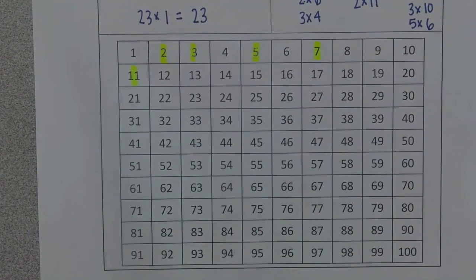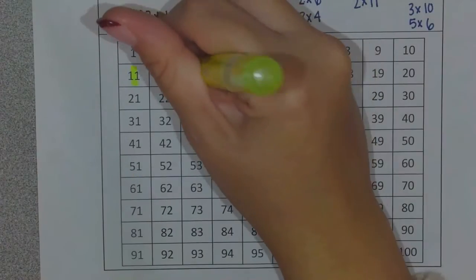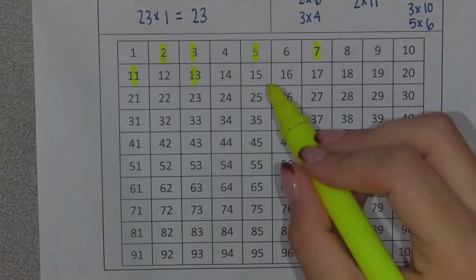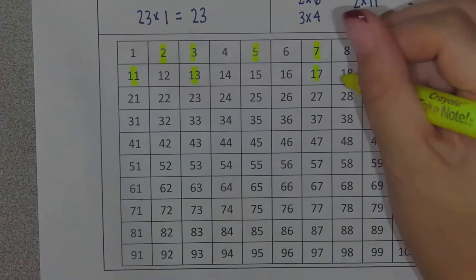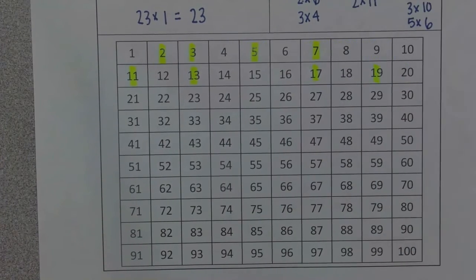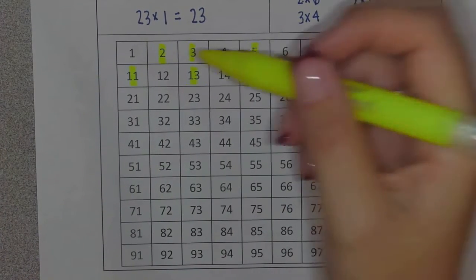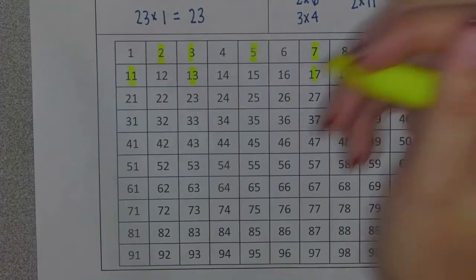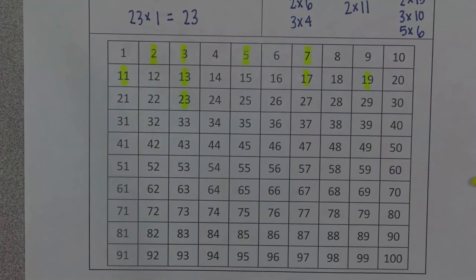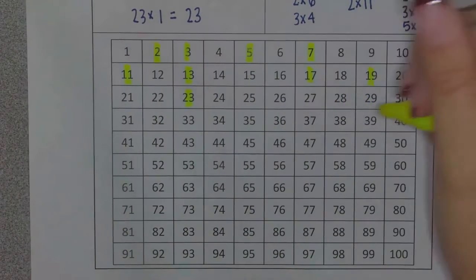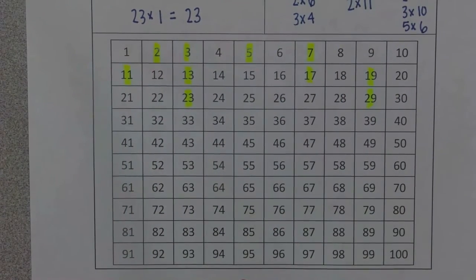11 is a prime number. 12 is composite. 13 is prime. 14, 15, 16 are all composite. 17 is prime. 18 is composite. 19 is prime. 20 is composite. 21, 22 are both composite. 23 is prime. Okay, from here on out, I'm just going to tell you which ones are the prime numbers. So 23 was prime. 29 was prime.